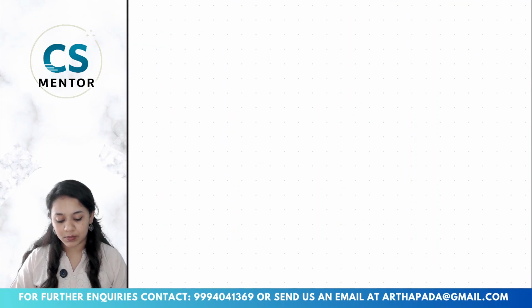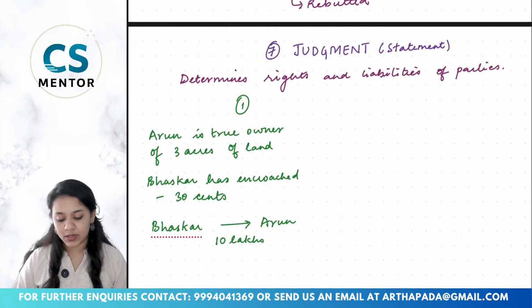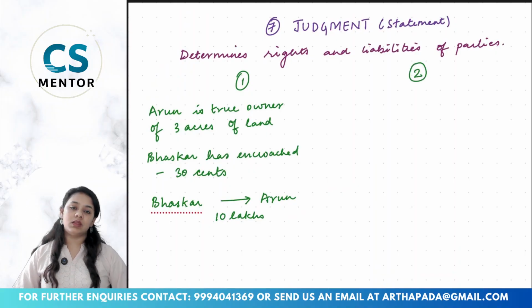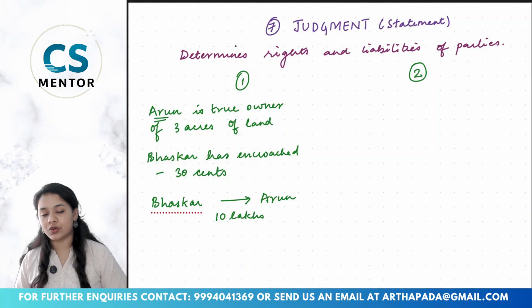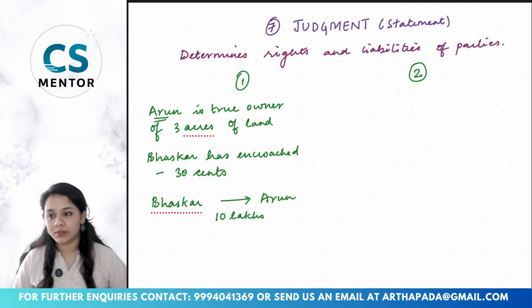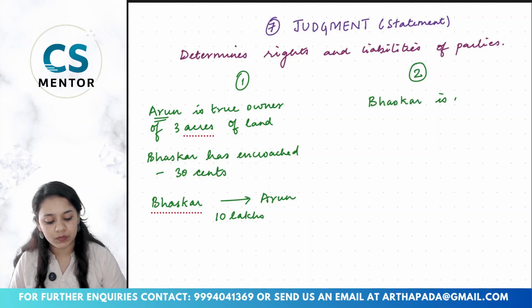So now let's come down to an alternative judgment that can be given by the court. See, in judgment number 1, the court is favoring Arun entirely. But don't you think there's a probability that even Bhaskar could have been correct? So there's a probability that now they'll say Bhaskar is the owner of 2 acres plus 30 cents of land.